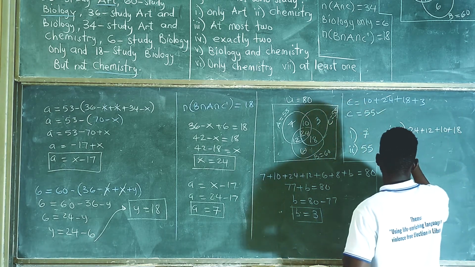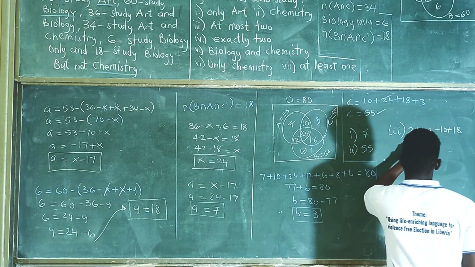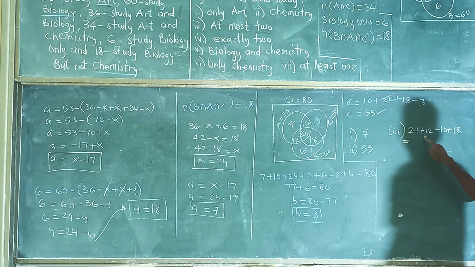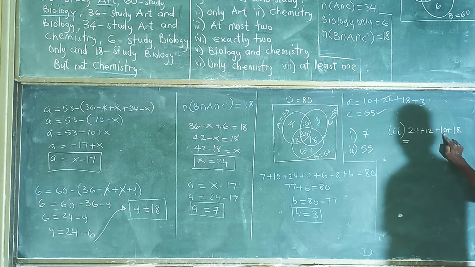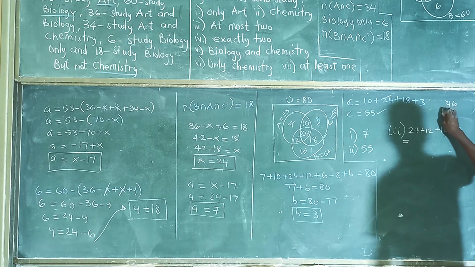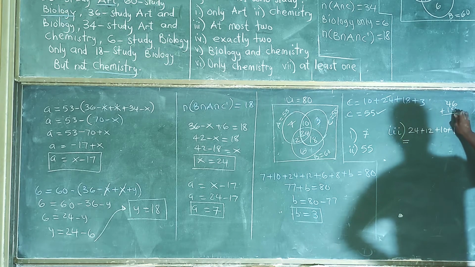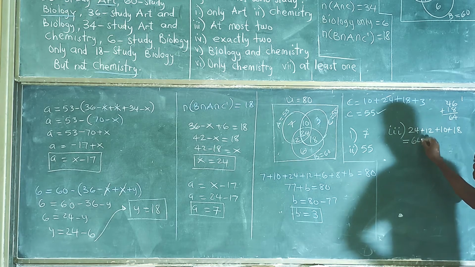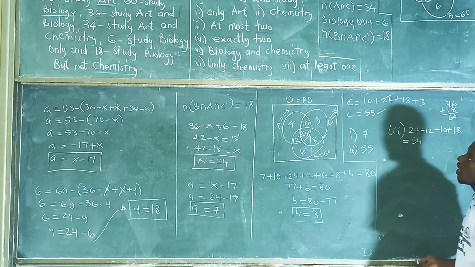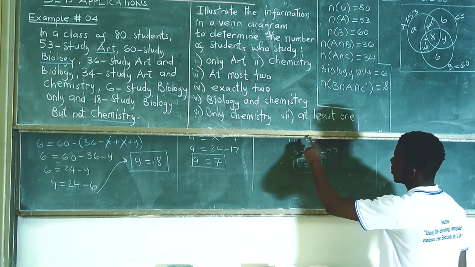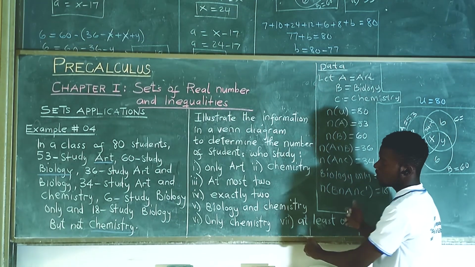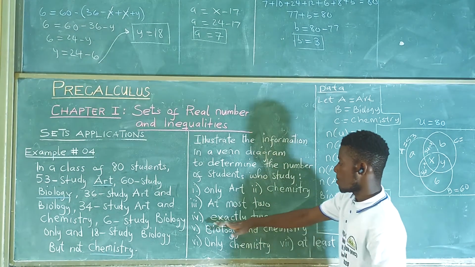So let's do the addition. 24 plus 12 is 36. 36 plus 10 is 46. And 46 plus 18, we have 8 plus 6 is 14, write 4 and carry 1. 4 plus 1 is 5, because this is 6. So it's 64. 64 students studied at most 2 subjects.